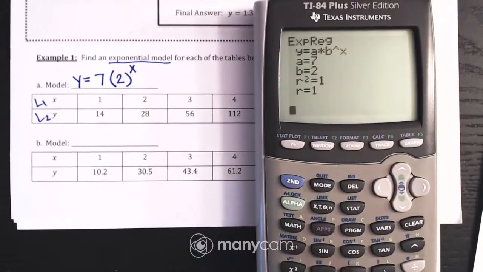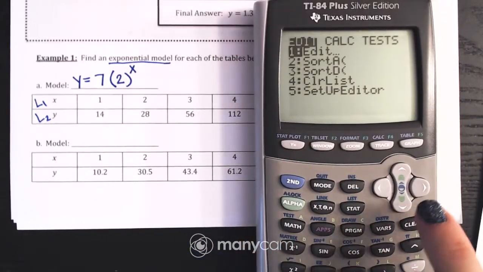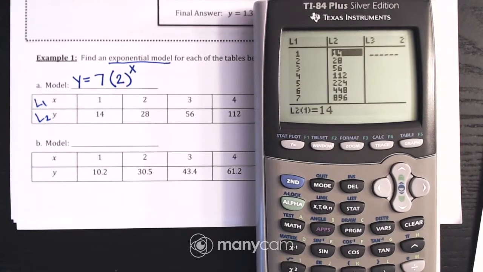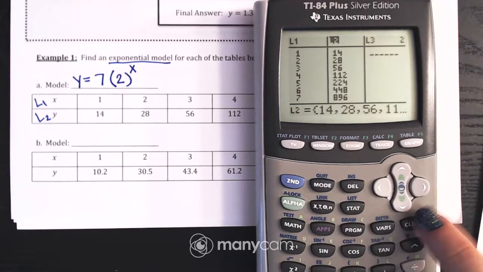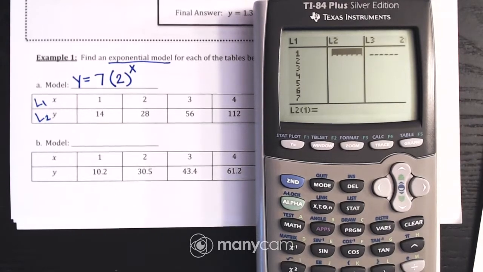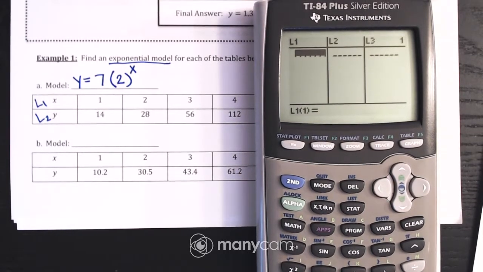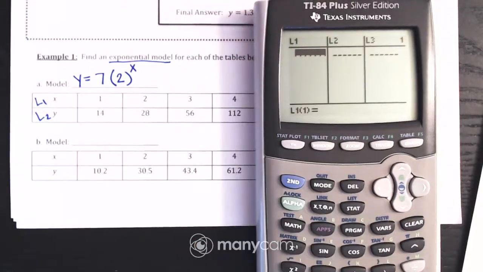Just a reminder, click Stat, go to Edit, click Enter on Edit, clear out these lists first, so go up all the way to the top, click Clear, Enter, Clear on L1, Enter. Okay, so pause the video, type in the data, and see if you can figure out how to do the model. Look back at the steps at the top to help you.